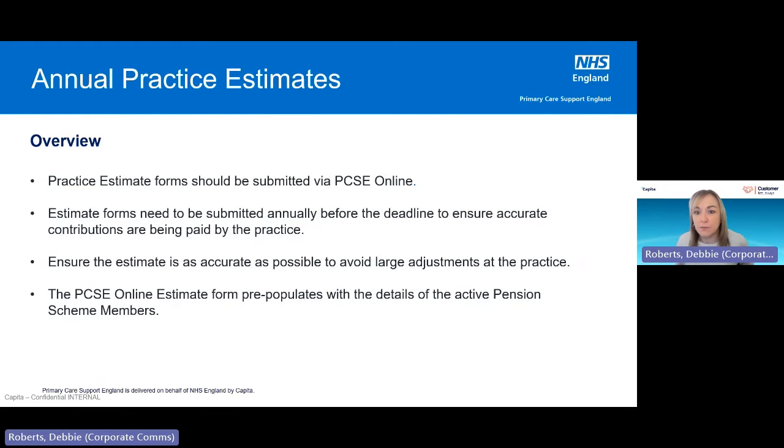So just starting off with the overview then. Now, practice estimates forms should be submitted using PCSE Online. These do need to be submitted annually as well before the deadline, just to make sure that accurate contributions are being paid by the practice. It ensures that the estimate is as accurate as possible, and that will avoid any large adjustments at the practice. You find that the PCSE Online estimate form does pre-populate with all the details, so it makes it quite a simple form to complete when all your active pension scheme numbers are on there. So I'm going to hand you back over to Katrina to touch on tier rates.